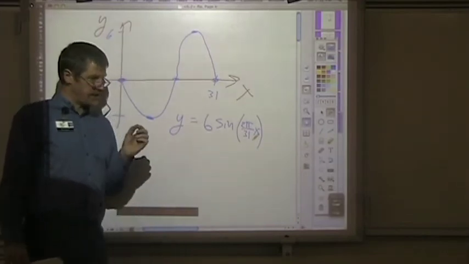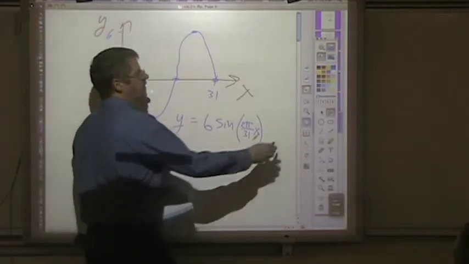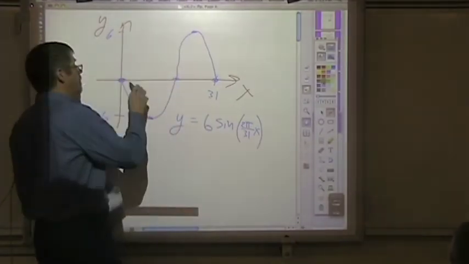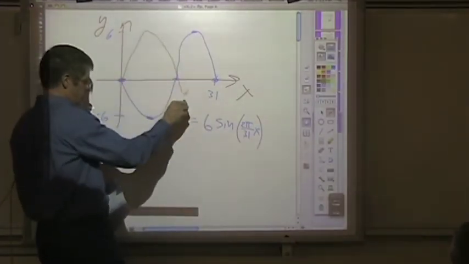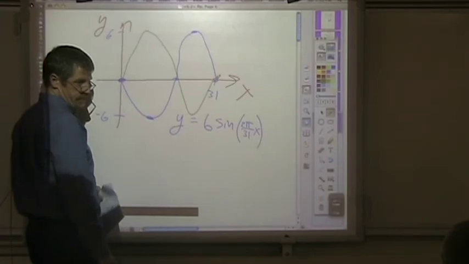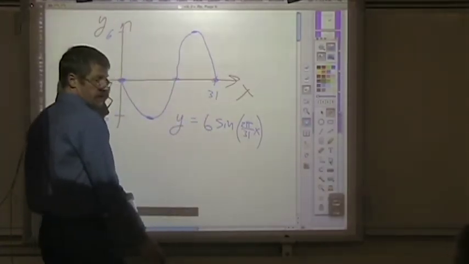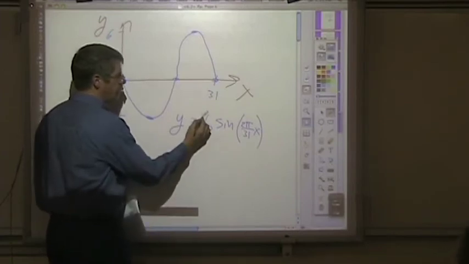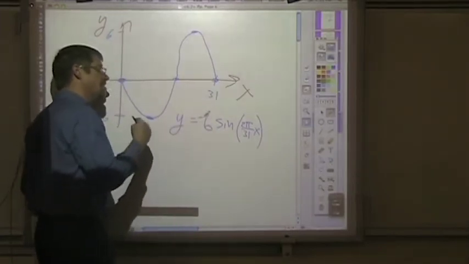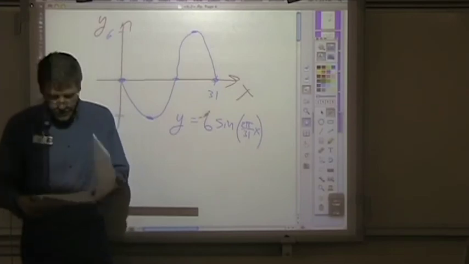There's one adjustment that needs to be made. In fact, I'll tell you, if you were to sketch what you have right now, it would look like this. So you just need to multiply something by -1. Where should I put the -1 in? Right in front of the 6. That's right. So the final answer is y equals -6 sine of 2 pi over 31x.